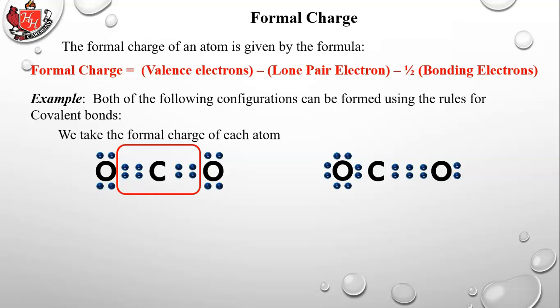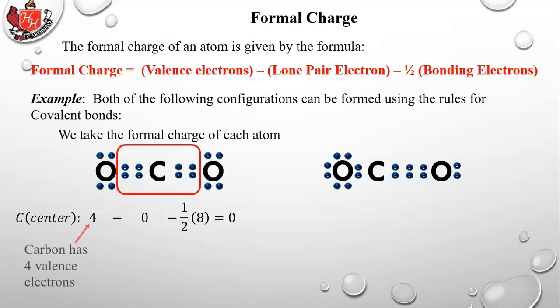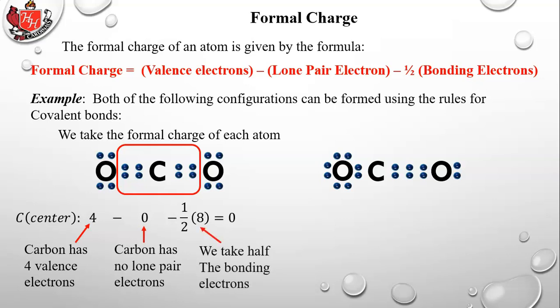Now we're going to look at the carbon in the middle. Carbon in its natural state has 4 valence electrons. There are no lone pair electrons on that carbon, and there are 8 total bonding electrons, of which we take half. So 4 minus 0 minus 1/2 of 8 equals 0. So that carbon is very stable in that configuration. Carbon has 4 valence electrons. Carbon has no lone pair electrons, and we take half the bonding electrons.